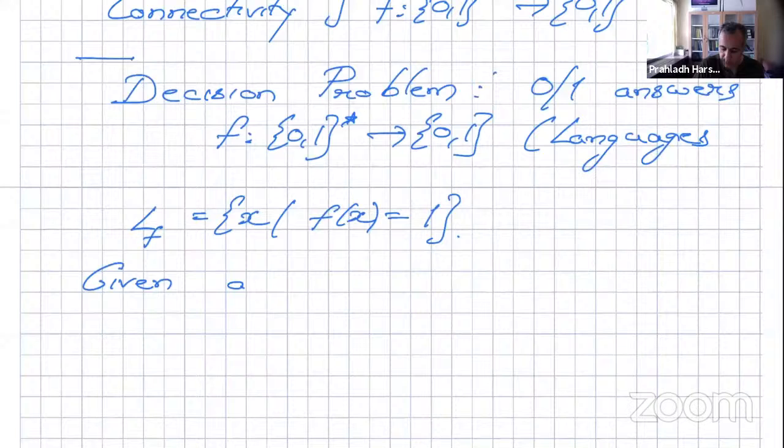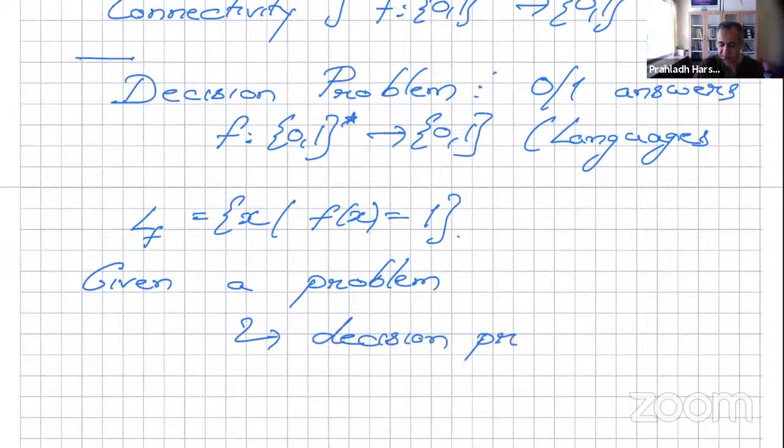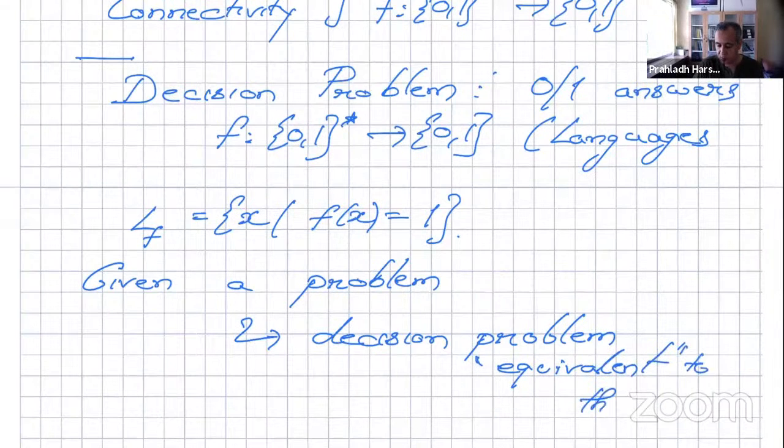Given a problem, we will try to find a decision problem. To understand how easy or hard it is, we'll always find a decision problem that is in some sense equivalent to the problem. This will be problem specific, how you do this.